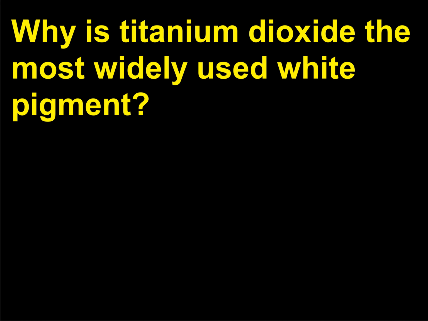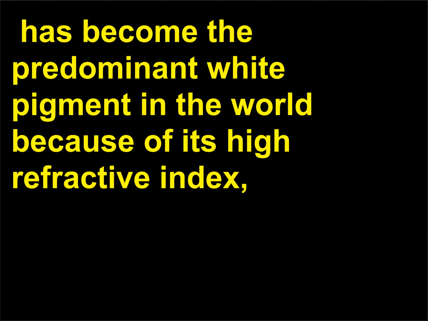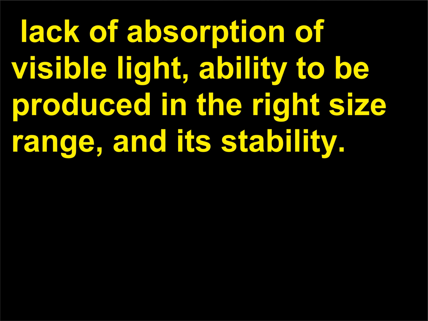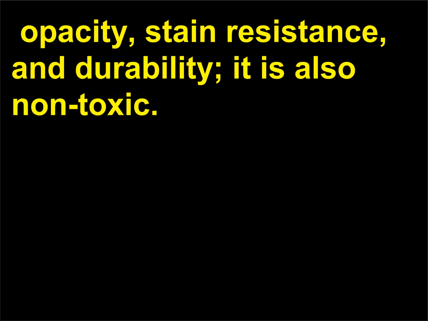Why is titanium dioxide the most widely used white pigment? Titanium dioxide, TiO2, also known as titania, titanic anhydride, titanium oxide, or titanium white, has become the predominant white pigment in the world because of its high refractive index, lack of absorption of visible light, ability to be produced in the right size range, and its stability. It is the whitest known pigment, unrivaled for color, opacity, stain resistance, and durability. It is also non-toxic.